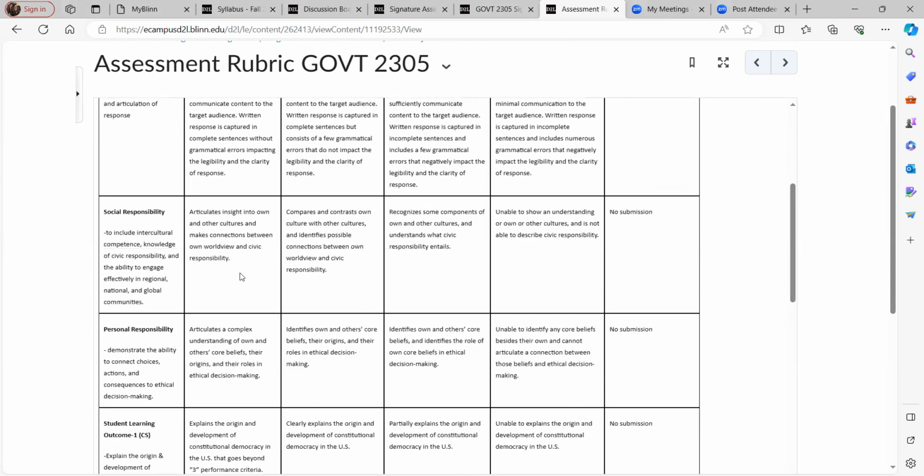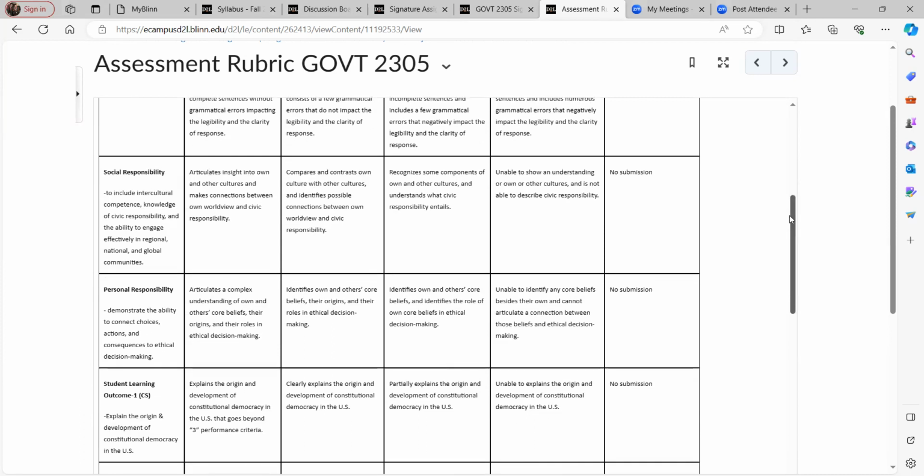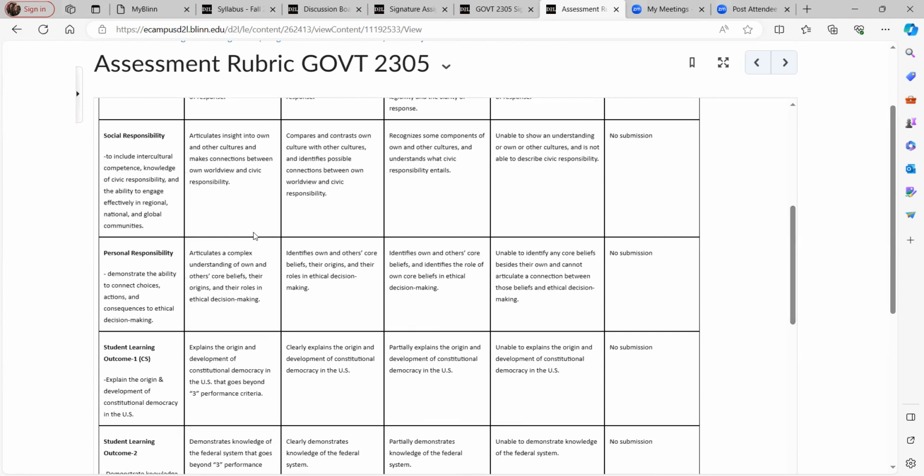Social responsibility articulates insight into own and others' culture and makes connections between one's own worldview and civic responsibility, right? And again, border security is a great example for social responsibility because it allows you to look at different sides to this issue and try to come up with ethical solutions that respect everyone involved, right? The cultures of the people involved, and basically try to find solutions in a way that are respectful for everyone, right? And then of course, personal responsibility articulates a complex understanding of others' core beliefs or origins and the roles in their ethical decision making.